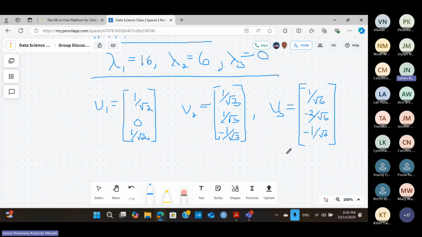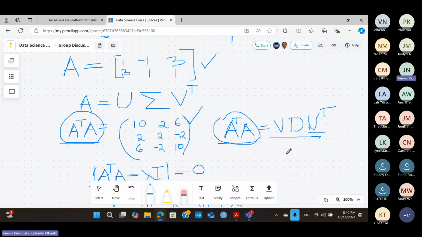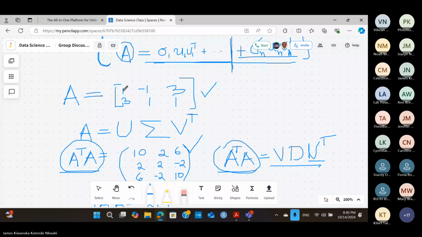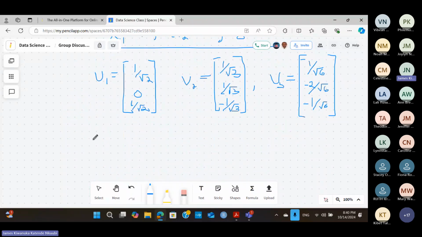Remember, in this case, M is smaller than N because it's a 2 by 3. 2 is definitely less than 3. So you only need 2. This will be a 2 by 2 matrix. That means you only need two left singular vectors. To get the 2 left singular vectors, you use the formula U1 is equal to 1 over sigma 1 multiplied by the matrix A multiplied by the vector V1.